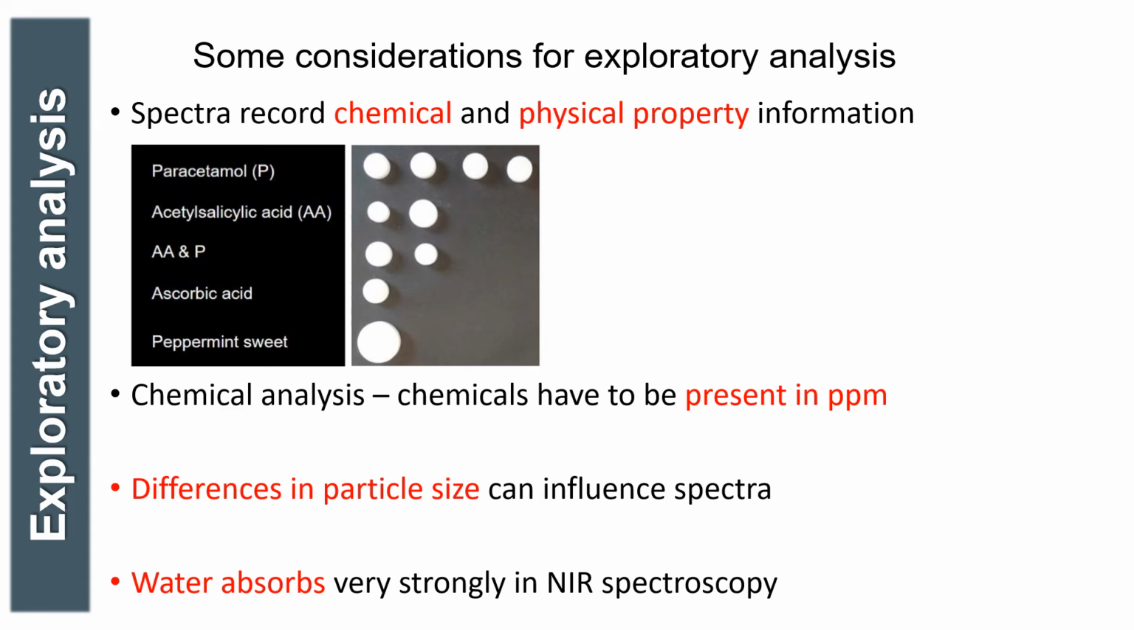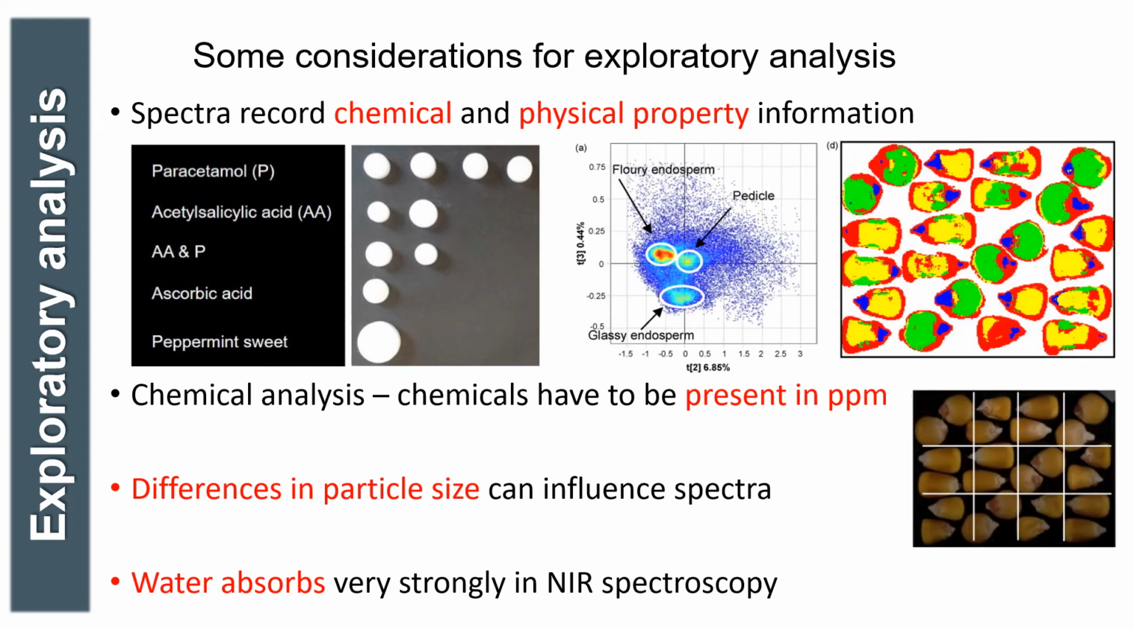When preparing samples, keep in mind that differences in particle size is captured in the spectra. In some instances, it may be of interest to study particle size differences. For example, in these pictures, the hardness of maize seeds were evaluated, and areas with different hardness levels could be identified in the PCA scatter plots as these pixels cluster together.